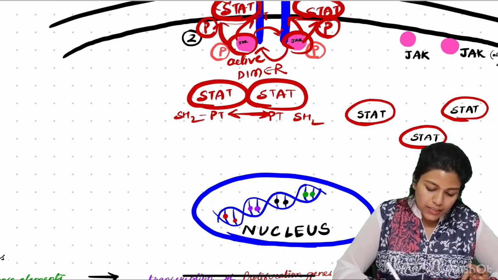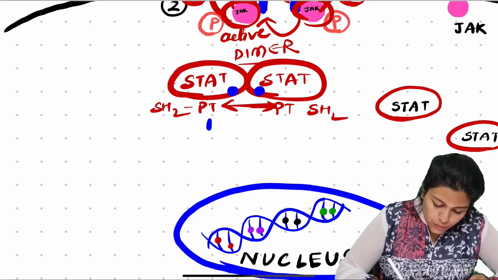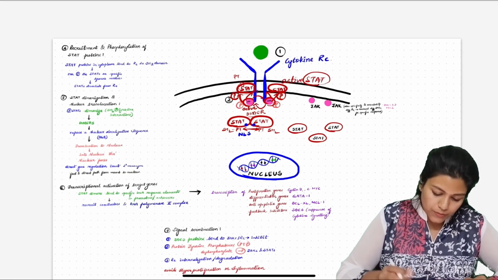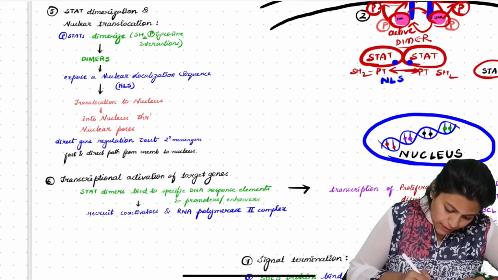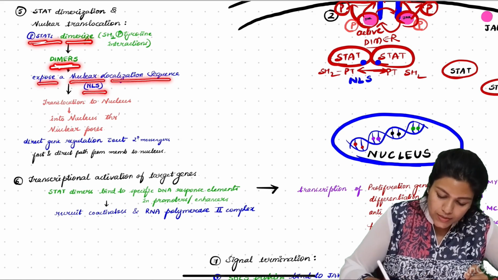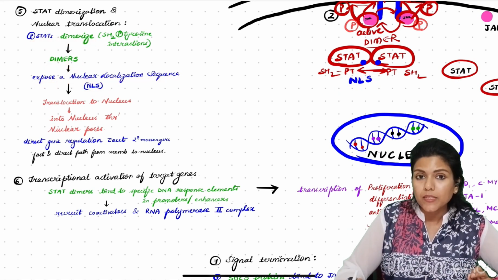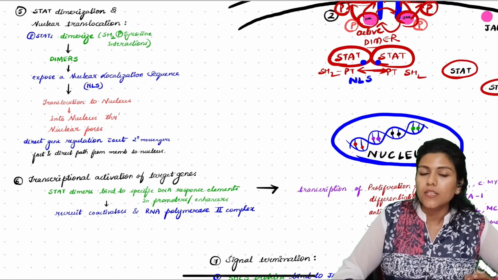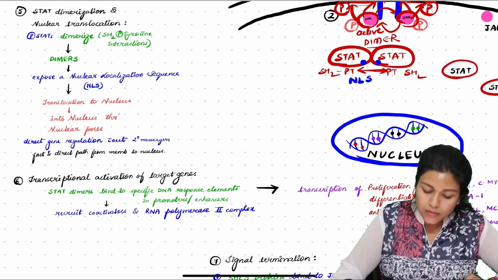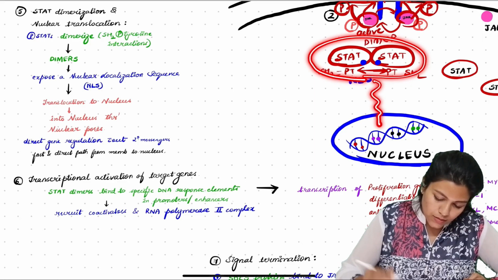Because of the formation of a dimer, there is expression of certain sequences called the nuclear localization sequence. When phosphorylated STATs dimerize, the dimer will expose a nuclear localization sequence, NLS. As the name suggests, it will locate the nucleus. It will get attracted towards the nucleus. So these dimers start moving towards the nucleus.